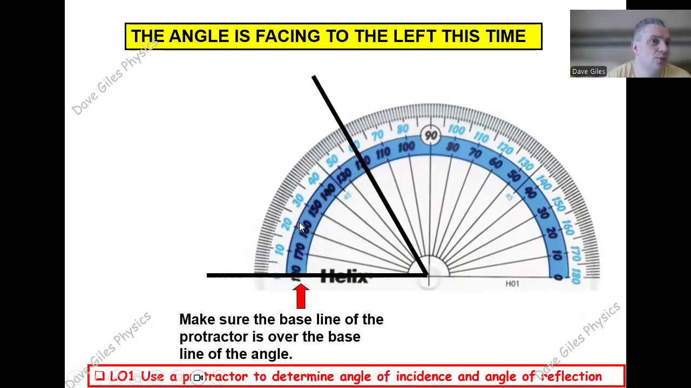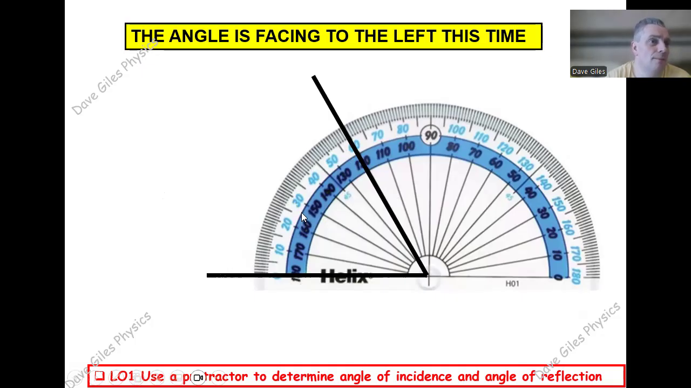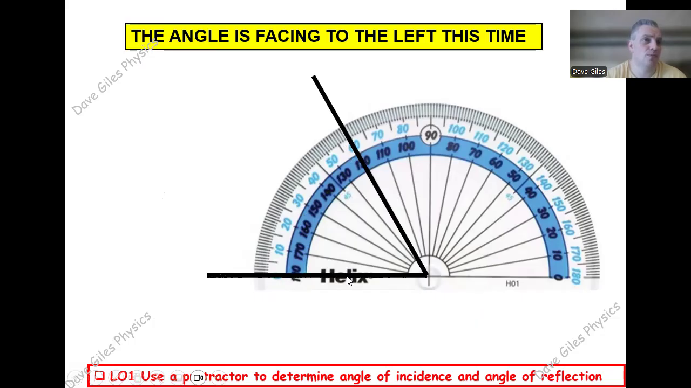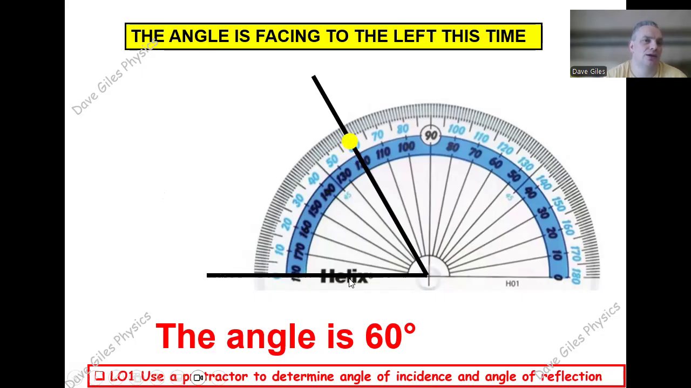To make sure the line of the protractor is over the base of the angle, the baseline is at the 0 of the outside numbers this time. So use these ones. Put a big blob on there, and that shows the angle is 60 degrees.